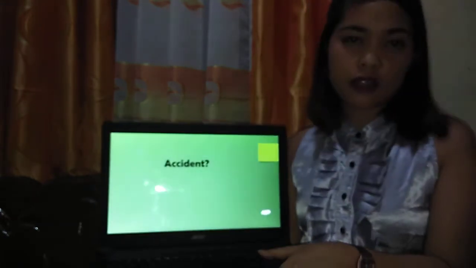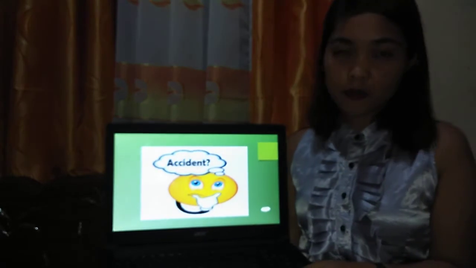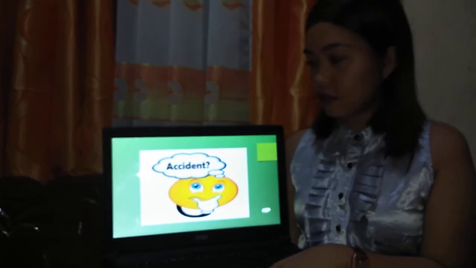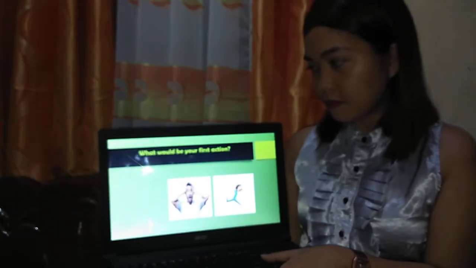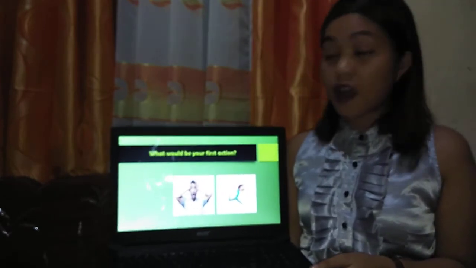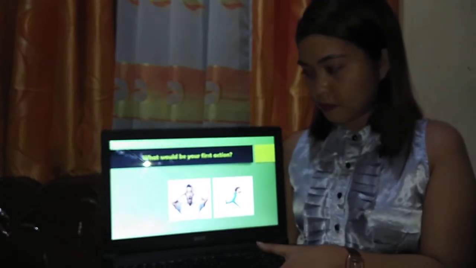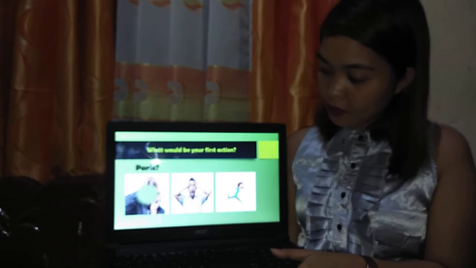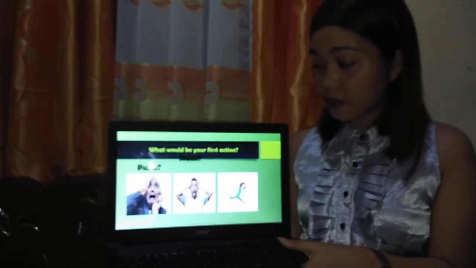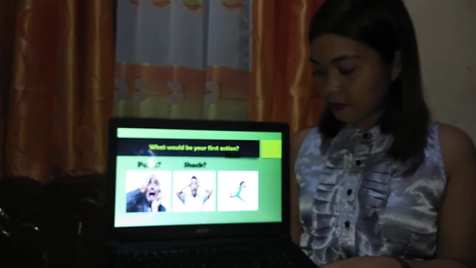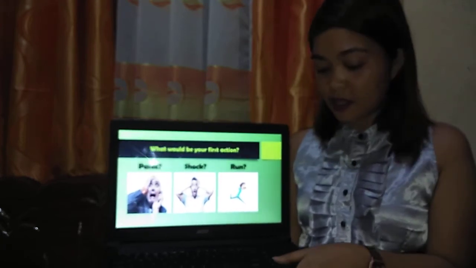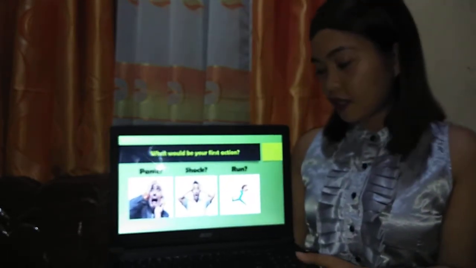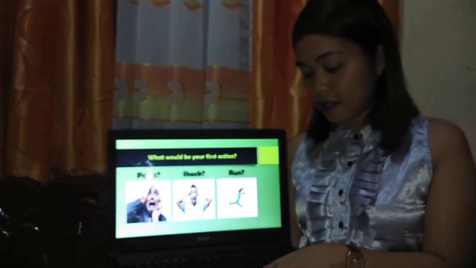Accident. When we hear the word accident, ano ba yung nasa isip natin? What comes first in our mind? And what would be our first action? Panic? Shock? Or will we run? If the accident happens, ito bang tatlo yung ating unang-unang gagawin? Or ito yung una nating mararamdaman?